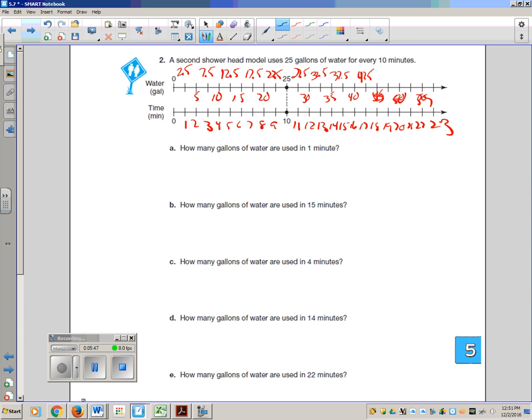Okay, now we've got our second shower head model. That uses 25 gallons of water for every 10 minutes. So here's my 10 right here and 25. 1, 2, 3, 4, 5, 6, 7, 8, 9, 10. Your interval for time is 1. If I had to figure out from 0 to 25, I did that by just dividing by 10. That's how I figured out it was 2.5, 2.5.